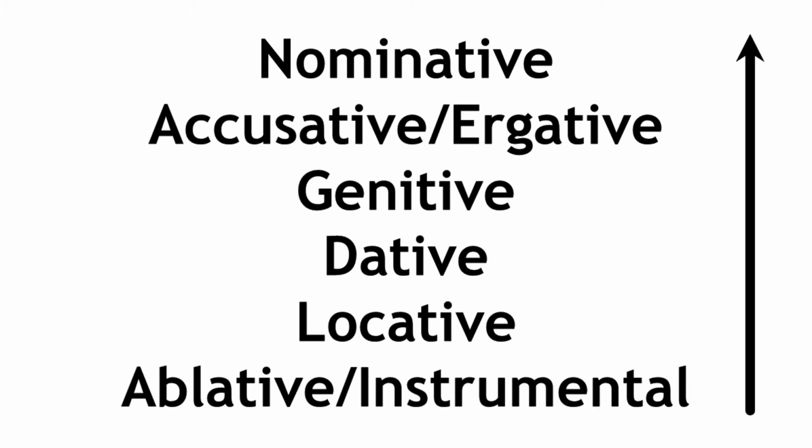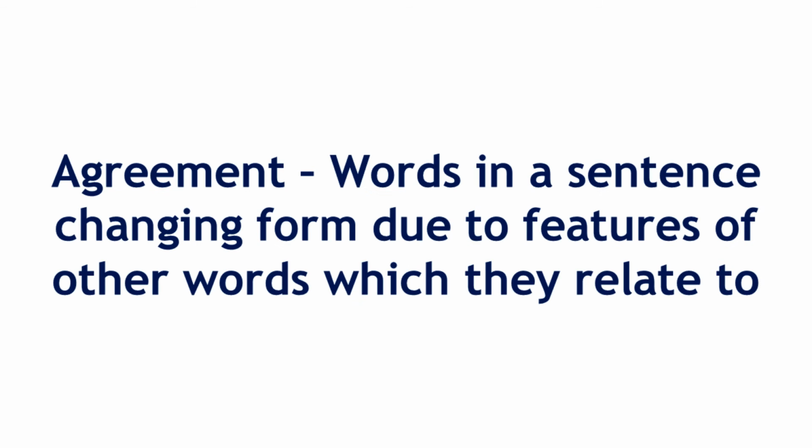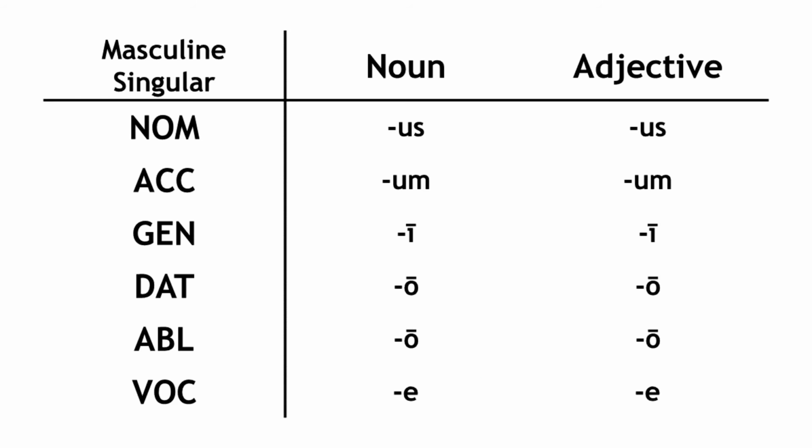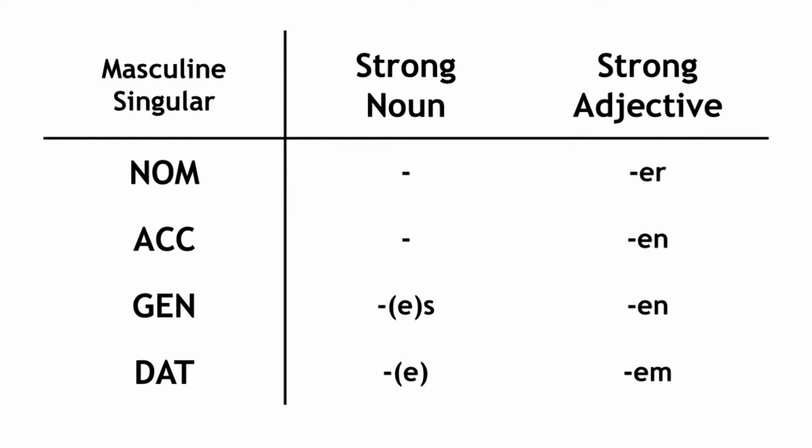In a lot of languages, other sentence elements change in addition to the main noun. This is called agreement. For instance, German changes adjectives and demonstratives to match number, gender, and case. In some languages, like Latin, the agreement markers are the same as the main case markers, while in others, like German, different markers are used.